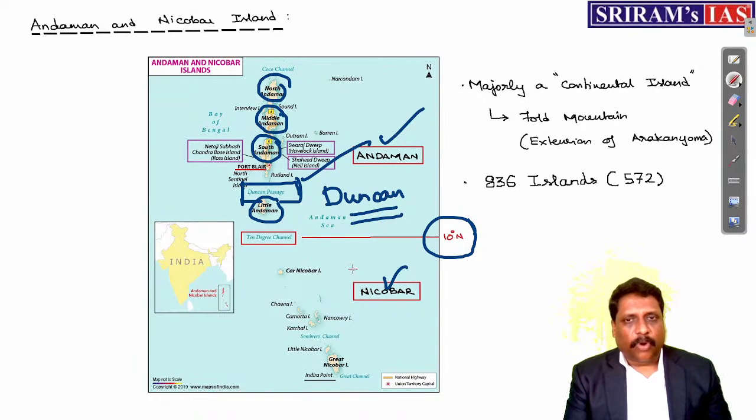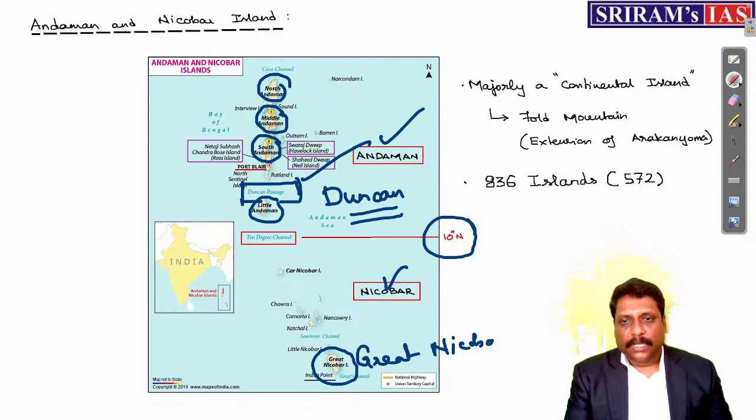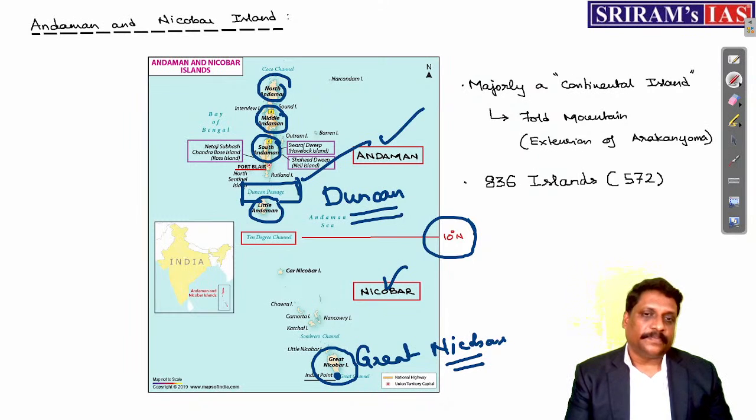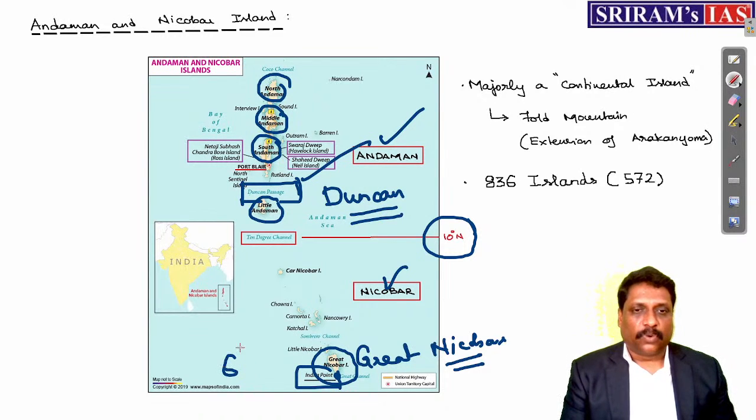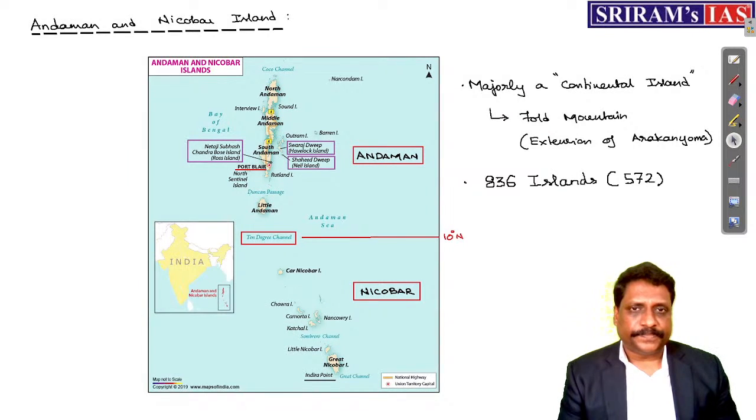Right? And when I talk about Nicobar Islands, my dear friends, among them, the largest island is Great Nicobar. And this Great Nicobar is the southernmost island of Andaman and Nicobar, and it is also the southernmost point of India, right? We have, for example, the Indira Point, my dear friends. Indira Point is regarded as the southernmost point of India, somewhere around 6 degree and 45 minutes north. Then coming to Lakshadweep.